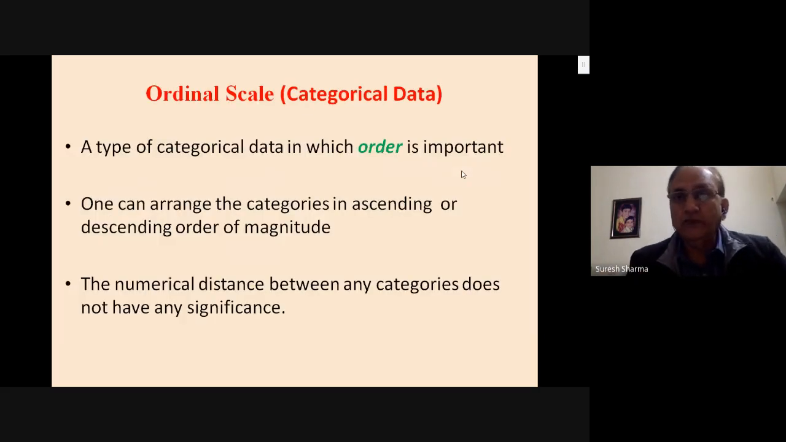Then comes, again for categorical data, the second scale, which is called ordinal scale. What is the difference between nominal and ordinal? The difference is, in case of ordinal scale, you can arrange the categories in order from the lowest to the highest, or highest to the lowest. So one can arrange the categories in ascending or descending order of magnitude.